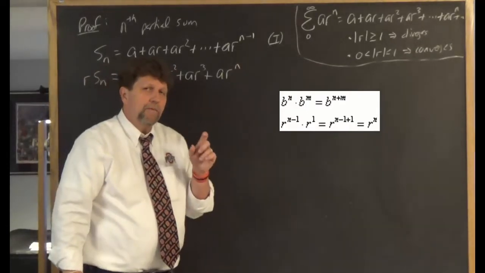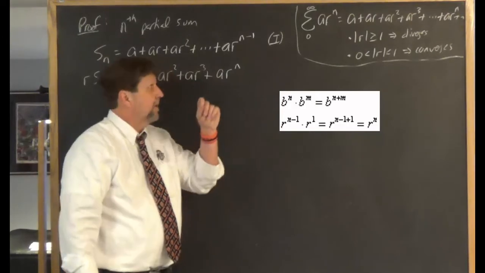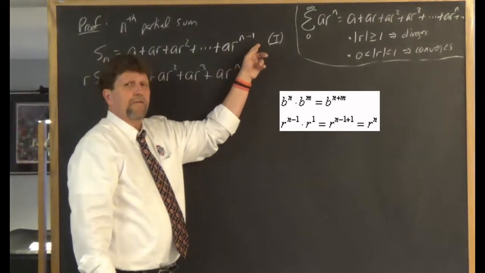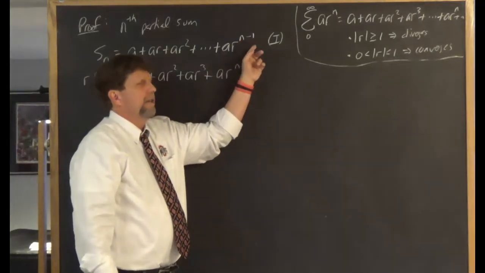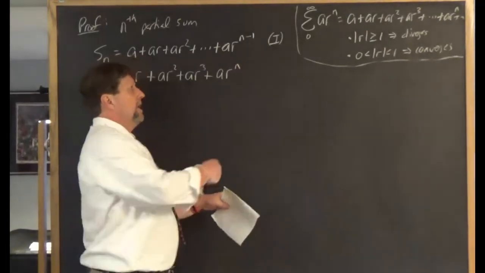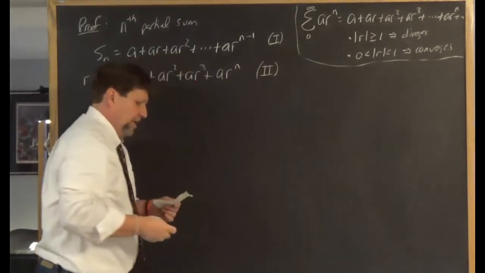Remember, it's an old property of exponents. When the bases are the same and you multiply, you add the exponents. So when this gets multiplied by r, that's r to the first, n minus 1 plus 1 leaves me with an n. And I'm going to number this equation. It's equation 2.